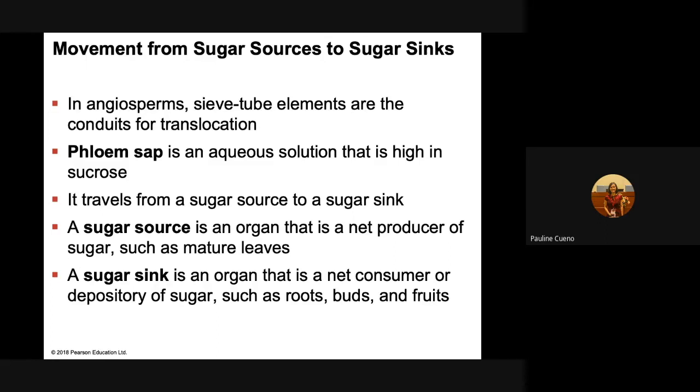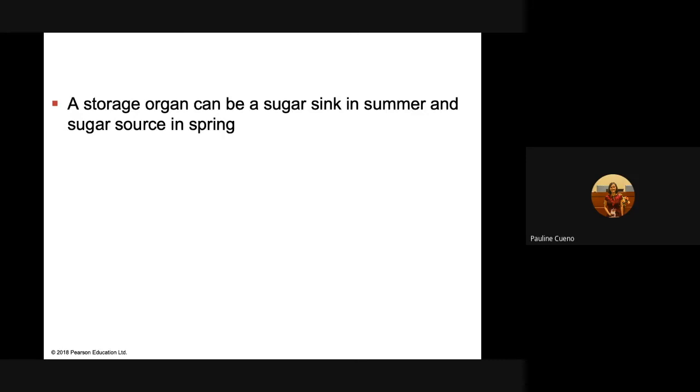Okay? So always remember, ang phloem po never transports solid particles. It transports the phloem sap, which is an aqueous solution containing a high concentration of sucrose. And then, it travels from the sugar source going to a sugar sink. Kapag sugar source, ito yung source or producer of sugar, which is commonly the mature leaves. And then, yung sugar sink naman is an organ responsible or consumer of depository sugar such as roots, buds, and fruits. Okay? By the way, a storage organ can be a sugar sink in summer and a sugar source in spring.